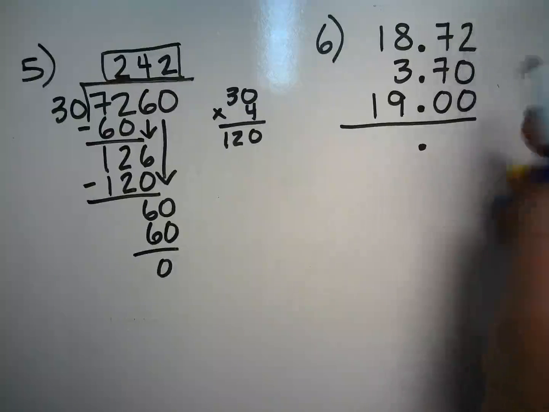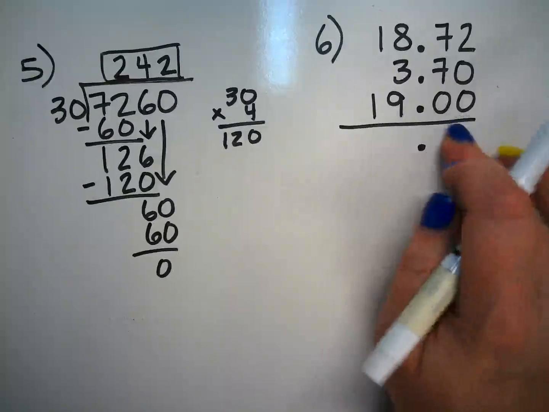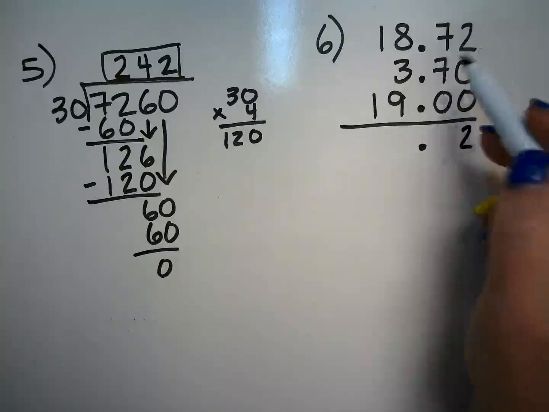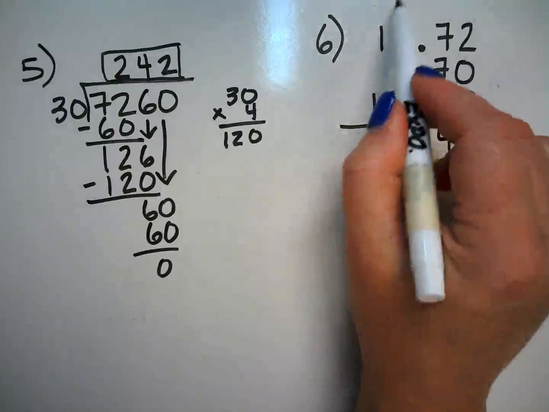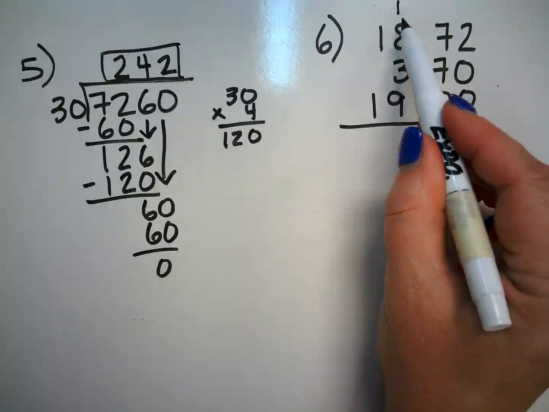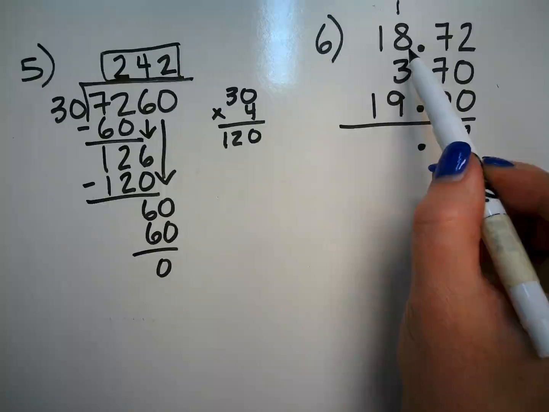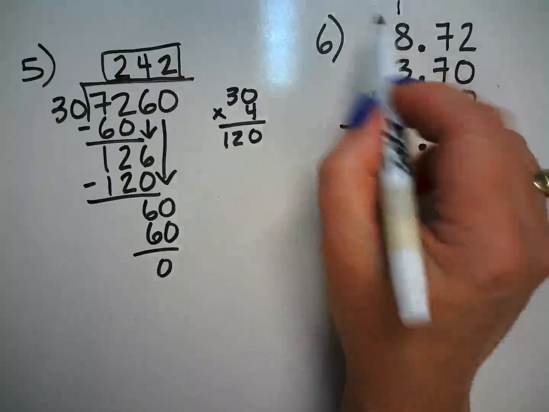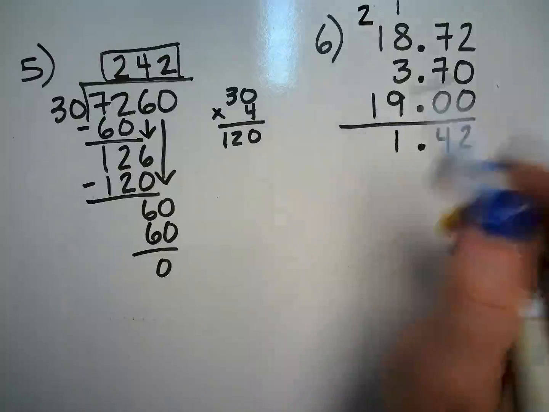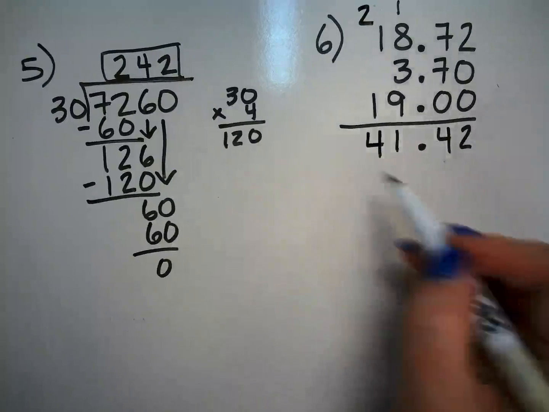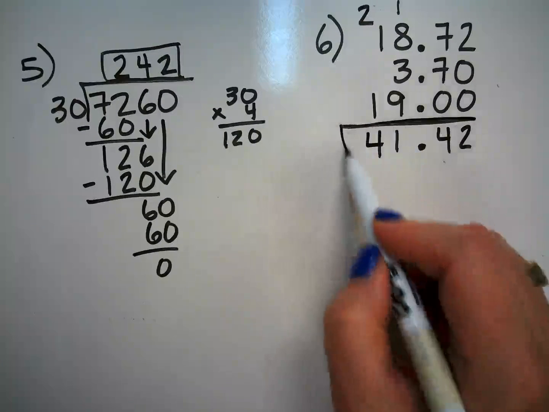So 2, when we add, we're going to get 2 here. When we add, we get 14. We carry over the 1. The 9 and the 1 together make a 10. Plus 8 is 18. Plus 3 is 21. The 2 plus the 1 plus the 1 is 4. And that is my final answer. I'm going to box that in.